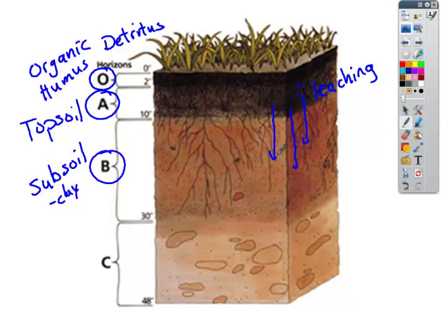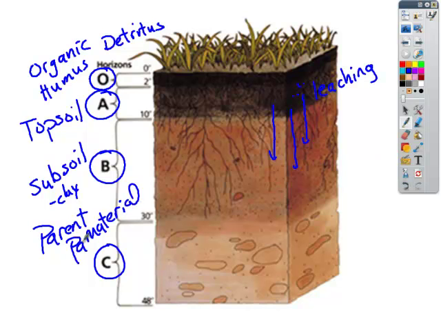And then the last layer is the C. And we call that the parent material, which I talked about before. The parent material is the stuff at the bottom, right above the bedrock, which is the broken up bedrock, which over time will eventually turn into some sort of soil. So these are the horizons. This is what you look for when you study soil.